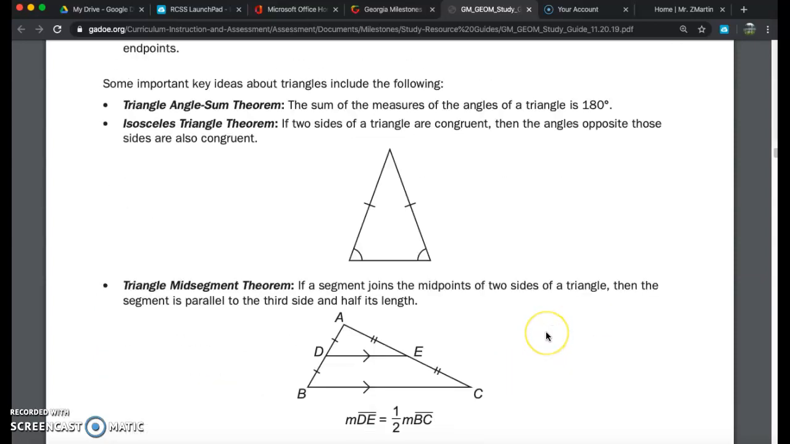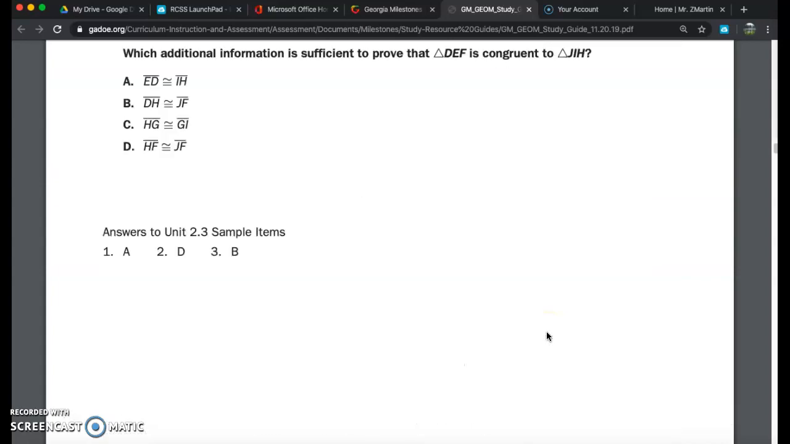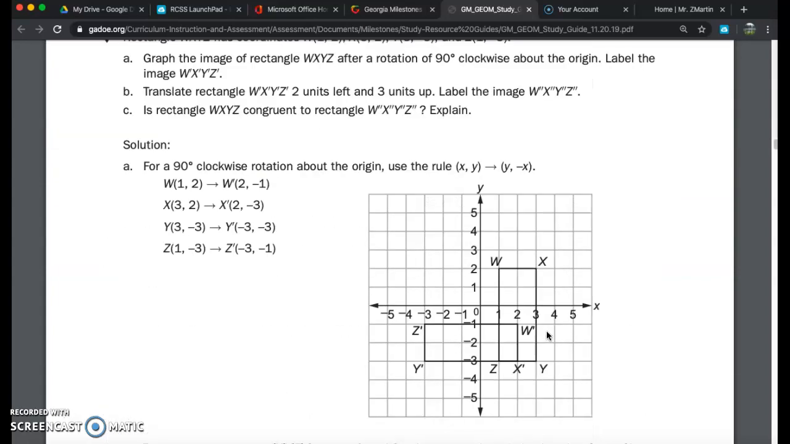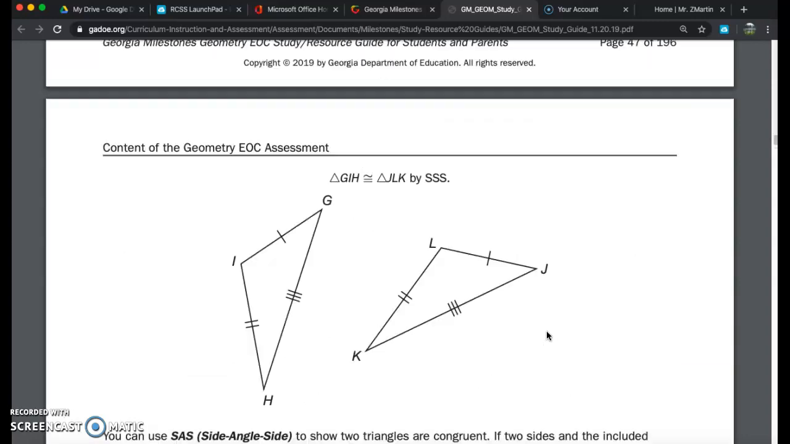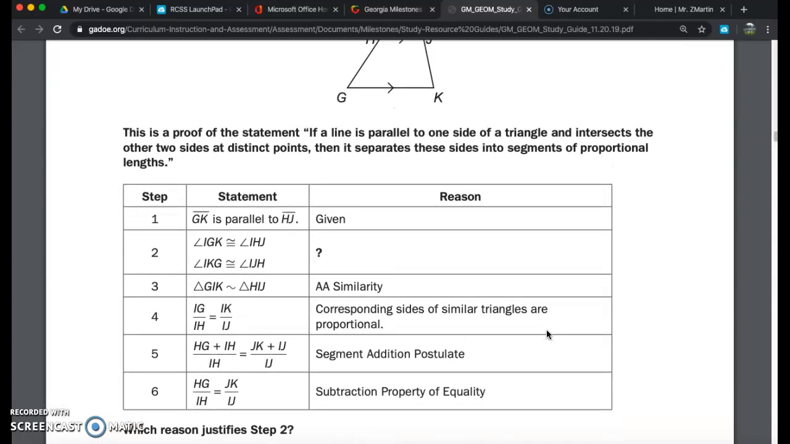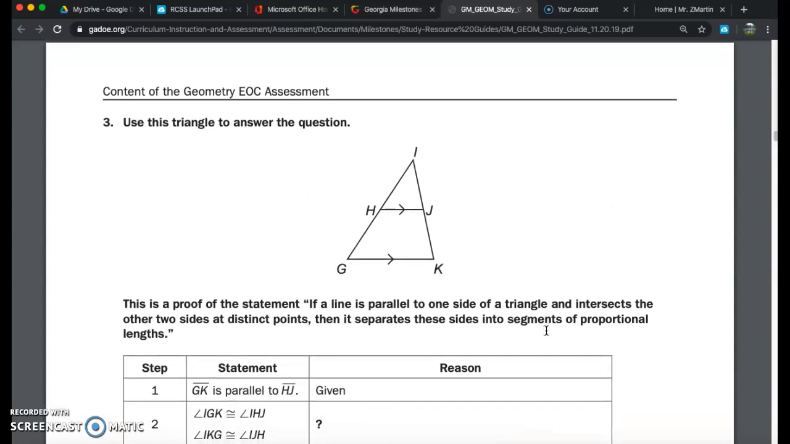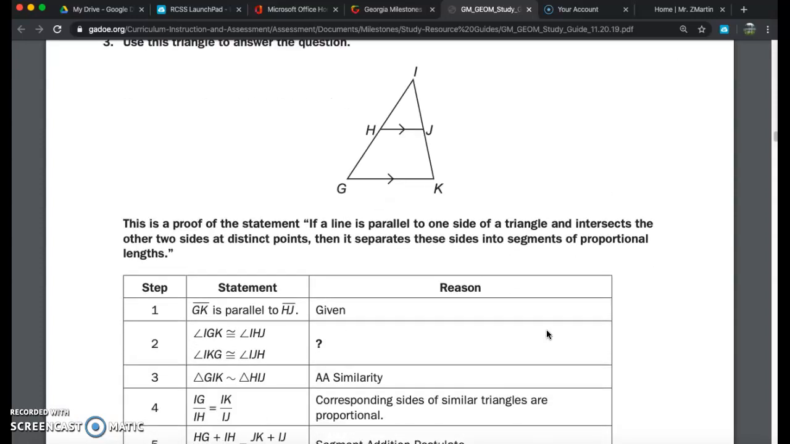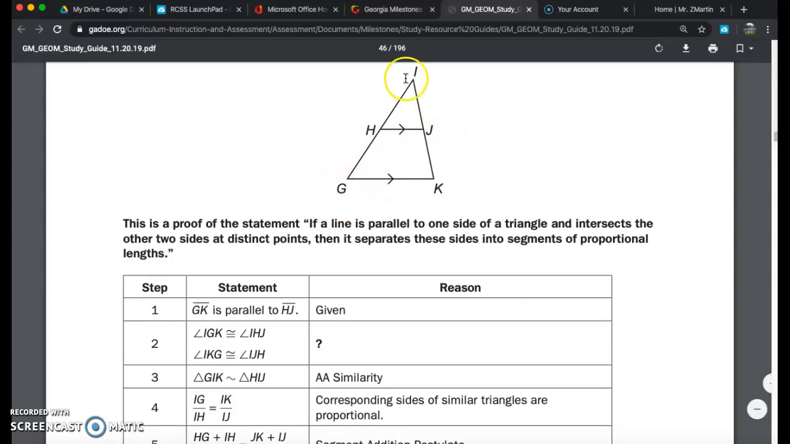So let's take a look at a couple items that deal with proof. I'm going to scroll up in this document here, and we have a couple questions. In fact, we've got one here that deals with a two-column proof. Use this triangle to answer the question. So we have this triangle GIK.